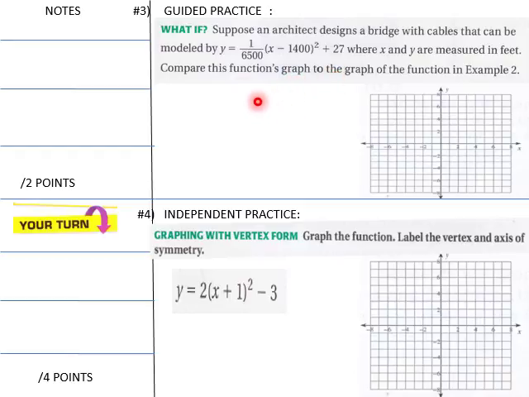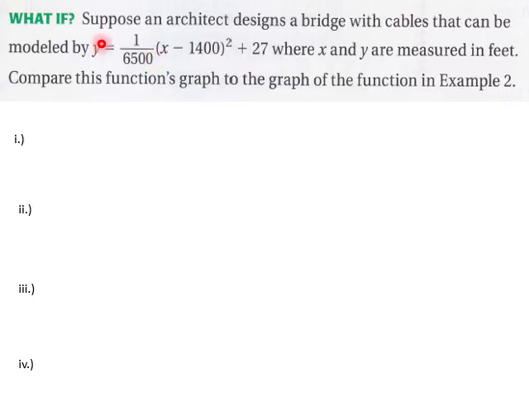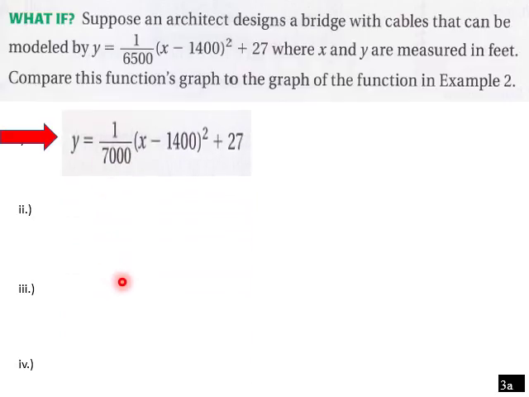Design a bridge of cables that can be modeled by this, where x and y are measured in feet. Compare this graph to the graph of the function in example 2. Students, this is yours. Graph this function, label the vertex and the axis of symmetry. We're going to do our guided practice now. So here's our function. This was a function from the previous example. So 307 feet, this is what that was.